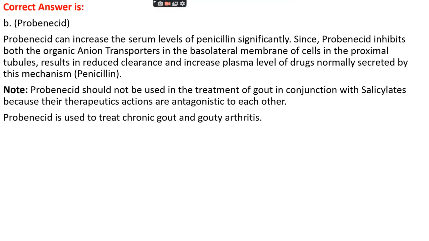Okay. Probenecid can increase the serum level of penicillin significantly, since probenecid inhibits both the organic anionic transporters in the basolateral membrane of cells in the proximal tubules, resulting in reduced clearance and increased plasma levels of drugs normally secreted by this mechanism, that is penicillin. Probenecid should not be used along with salicylates, because their therapeutic actions are antagonistic to each other, since we know that probenecid is used to treat gout conditions.